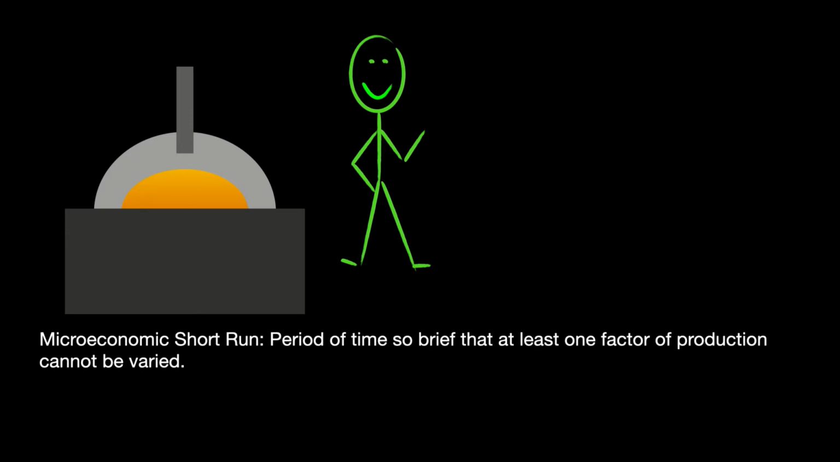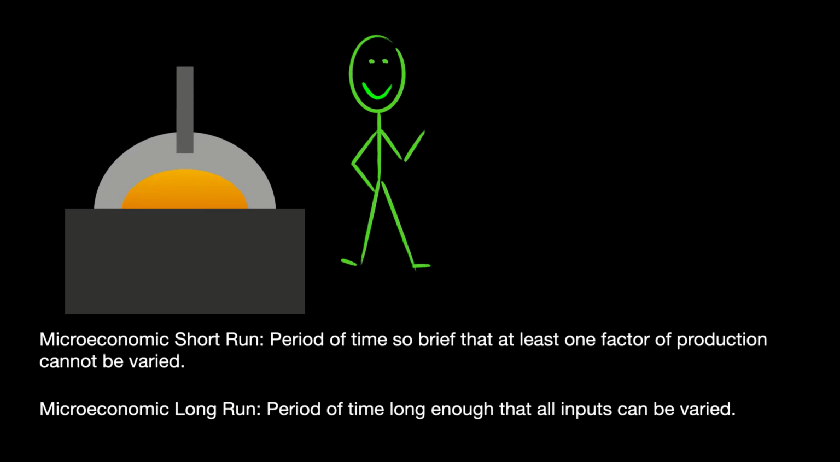In this video, we will analyze Jake's pizza production in the microeconomic short run. The short run is a period of time so brief that at least one factor of production cannot be varied. We assume it is easier for Jake to vary the amount of labor by hiring or firing workers than it is to vary the amount of capital, like the pizza ovens, that he uses. So for Jake, in the short run, if he wants to change the number of pizzas he is making, the time is too brief to change the number of pizza ovens he has, but he is able to hire or fire workers.